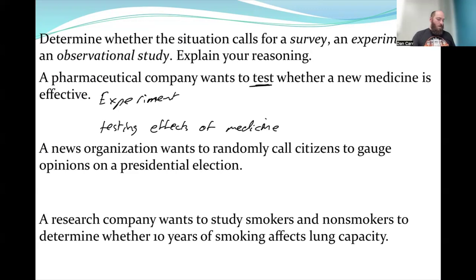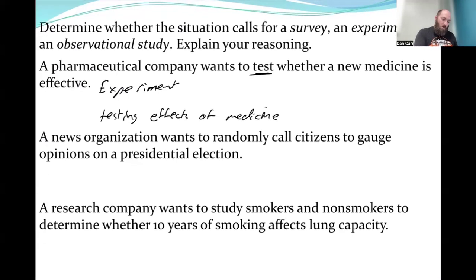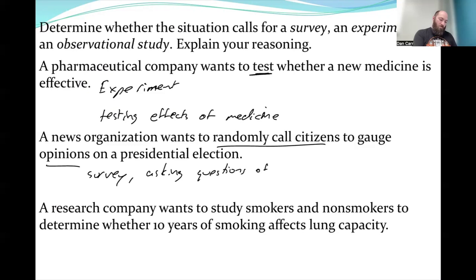Okay. A news organization wants to randomly call citizens to gauge opinions on a presidential election. Because we're just trying to find random opinion, or randomly call citizens, we're pulling a sample out of everybody. We're just trying to get opinions here. This is going to be a survey. Because in this survey, you're just asking questions of the sample.